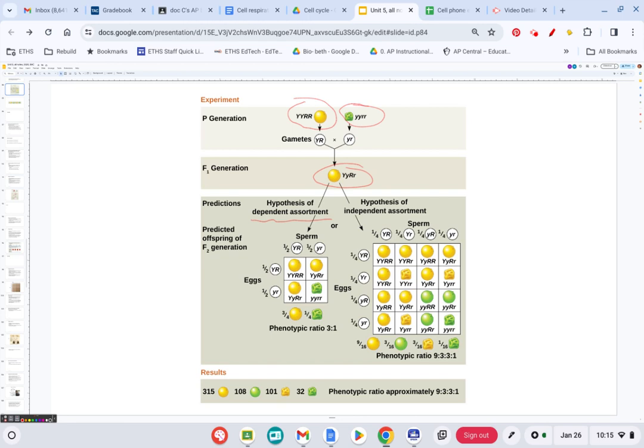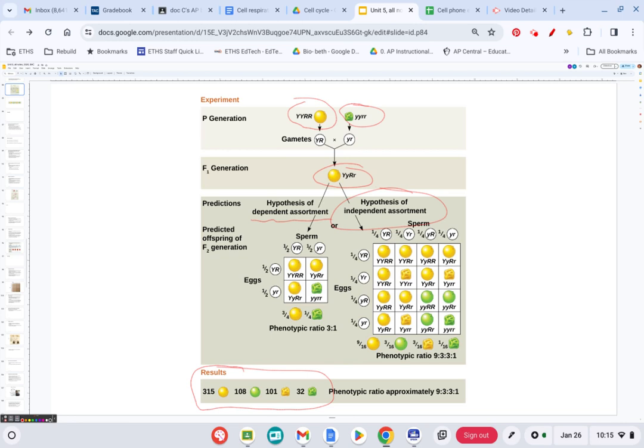And when Mendel did this, he actually found the results below here. That shows you that when you do the Punnett square, you have results that support the independent assortment hypothesis.